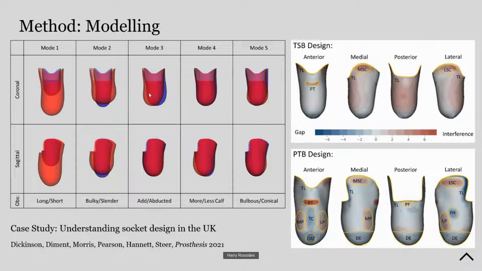So we have applied this model on a clinical data set from the UK, and studied the two prevailing design styles, namely the total surface bearing and the patella tendon bearing for prosthetic sockets in clinical practice today. And what we found out, interestingly, is that these two apparently dissimilar design styles are not really two facets of a coin, but they rather sit on a continuum, one fading into each other. So what this tells us is how we can gain some insight into even current trends in clinical practice by looking at a more structured way to represent our data.